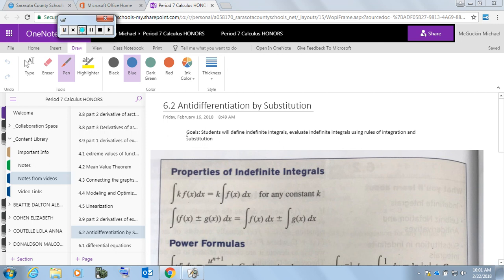Alright guys, so in this video we are starting to look into anti-differentiation by substitution. So we're going to start evaluating integrals, specifically indefinite integrals, by substitution. So that's an overall goal that we have for this lesson. Now, this video specifically is going to dive into some properties and some rules for basic integration, and then we are going to look into a few examples for each of the basic properties.